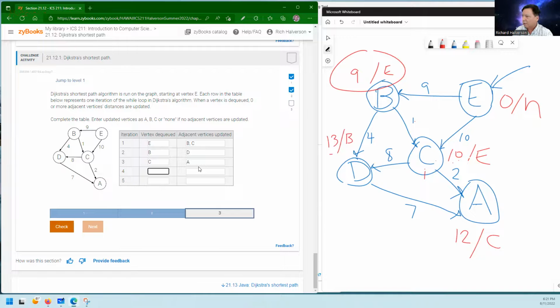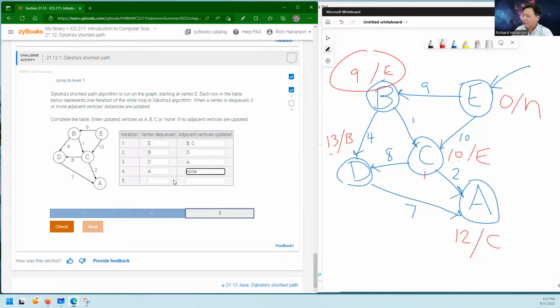So what's next? The smallest one that hasn't been visited, that would be A. A is only 12. So let's look at A. And what gets updated as a result of A? Well, A has no arrow going out, so you can't get to E from A. So nothing. I've got to put none. Okay, none.